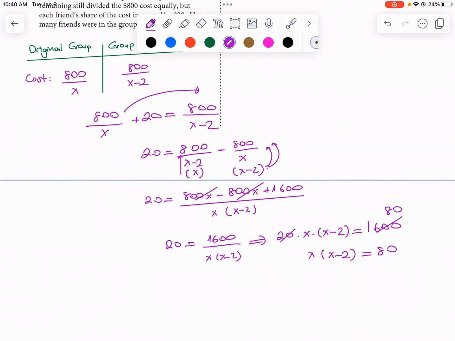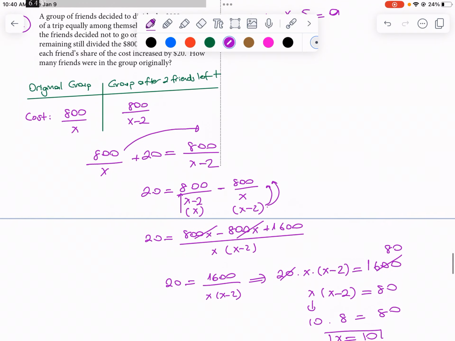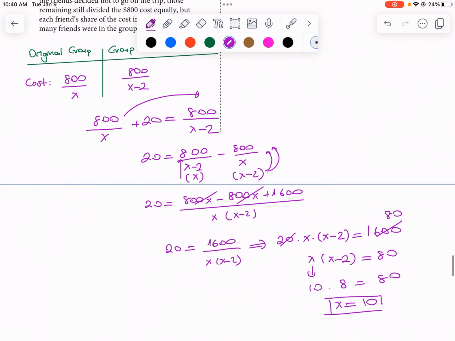X is going to be equal to 10 here, because if X is equal to 10, then X minus 2 is going to be 8. 10 times 8 is equal to 80. So X is going to be 10. The number of friends in the original group is going to be 10.